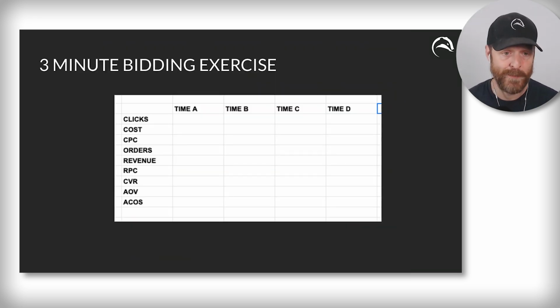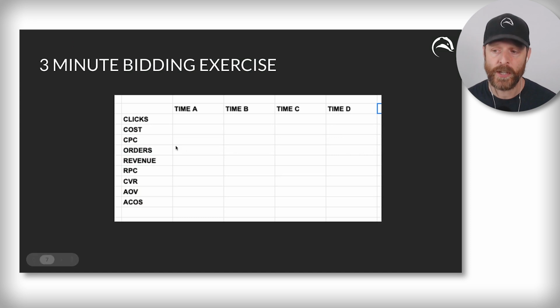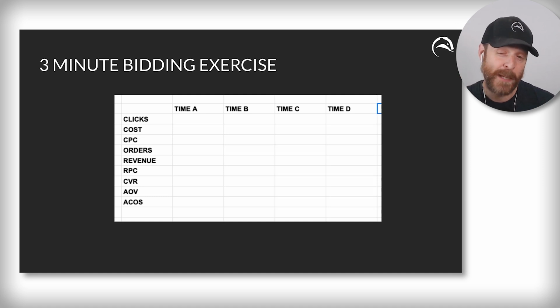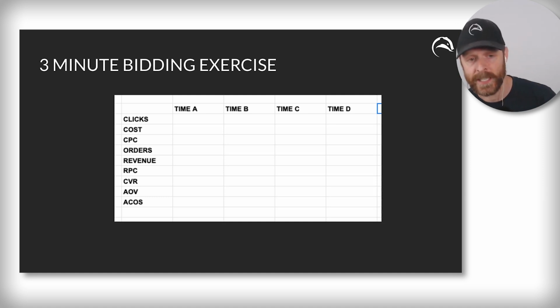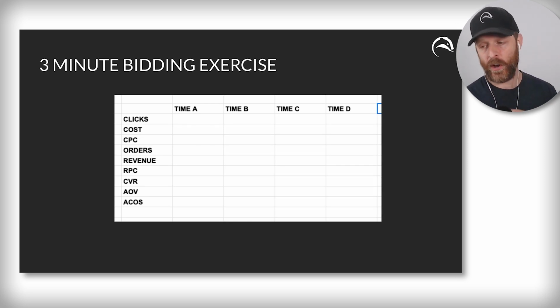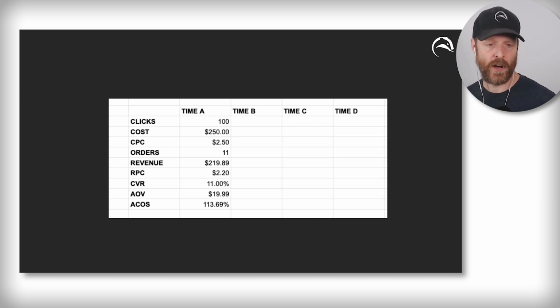Now, I want to do a quick 3-minute bidding exercise with you. What we're going to do here is look at some common metrics: clicks, cost, CPC, orders, revenue, RPC, which stands for revenue per click, the cousin of CPC, which is of course cost per click, conversion rate, average order value, and of course, ad cost of sales, also known as ACoS.